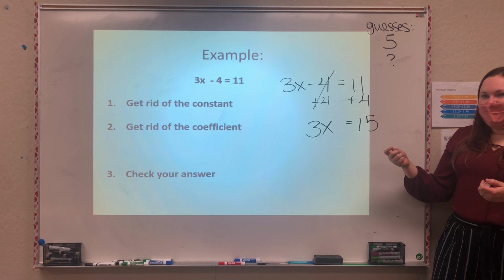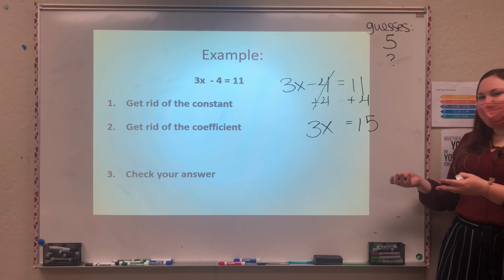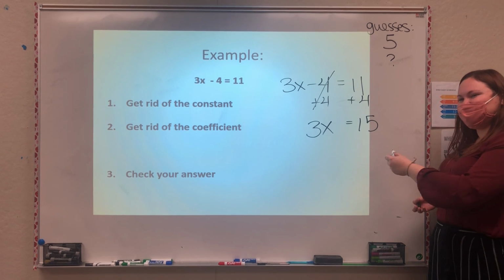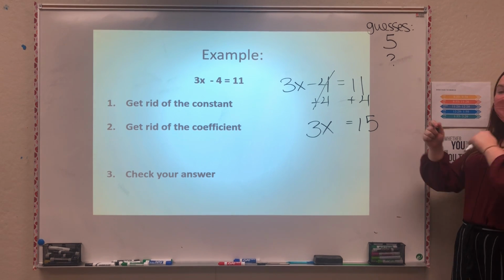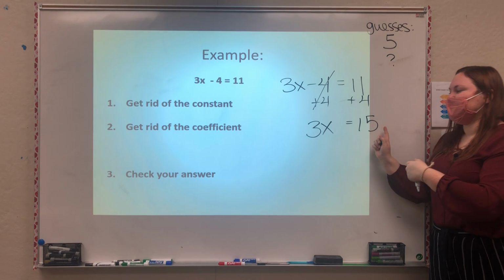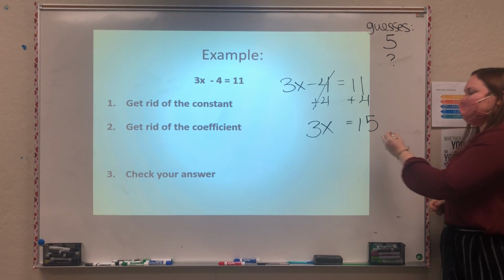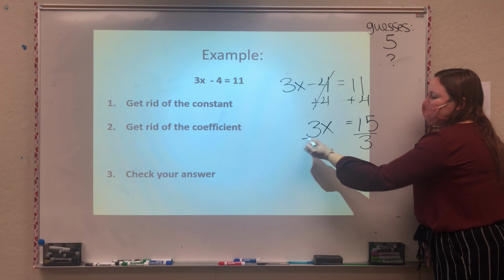So it would be x equals 5. How are you getting that? How'd you get x equal? 15 divided by 3 equals 5. Okay. I'm going to change what you said. Instead of 3 divided by 15, we're doing 15 divided by 3. Why are we dividing?